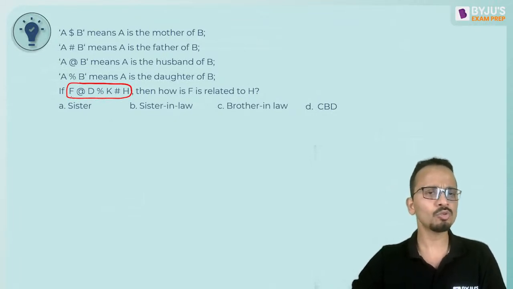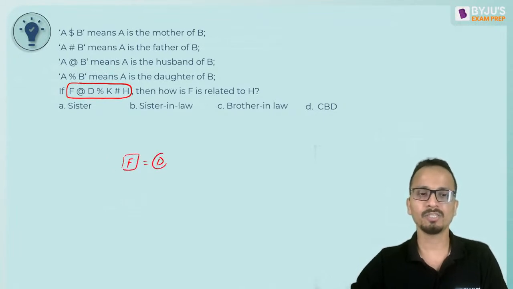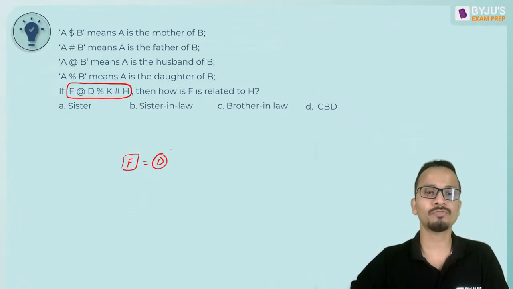expression. So the expression starts from F at the rate D. It means F is the husband of D. All right, so D will be the wife of F. Next is D percentage K, means D is the daughter of K.